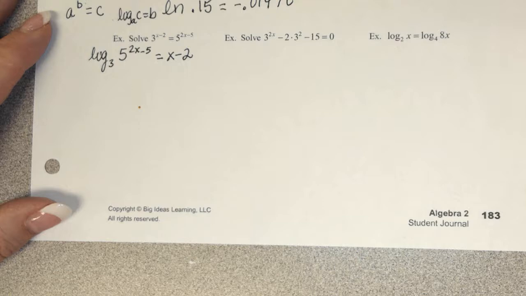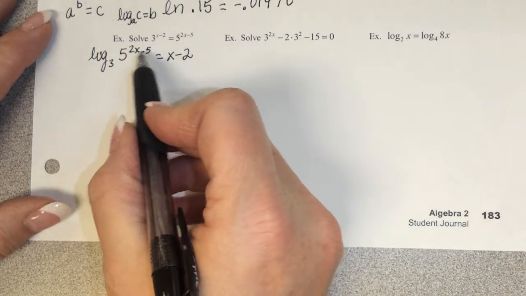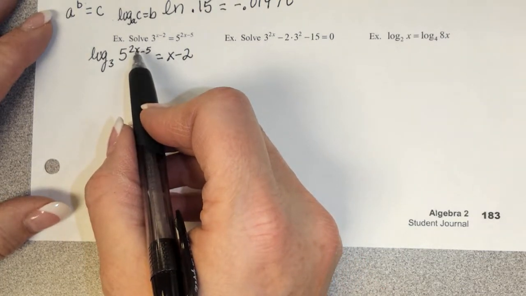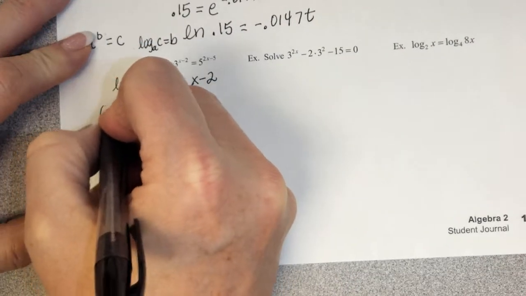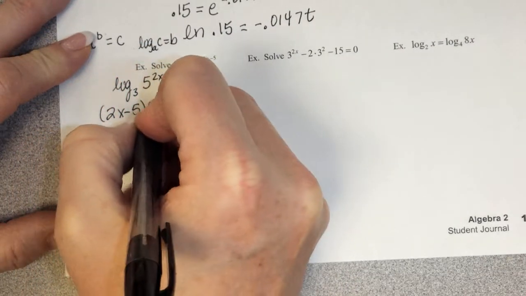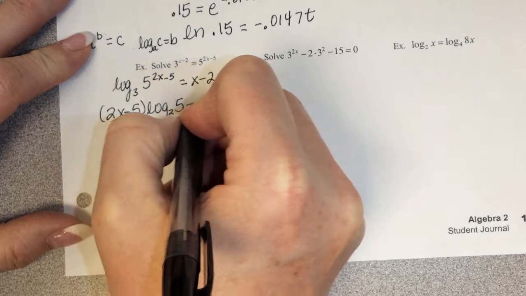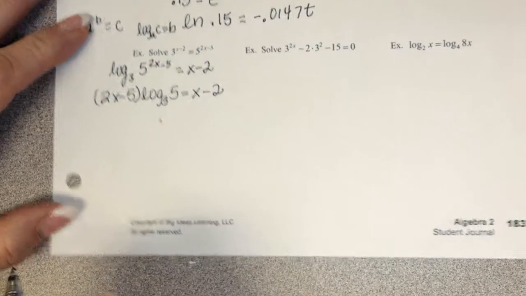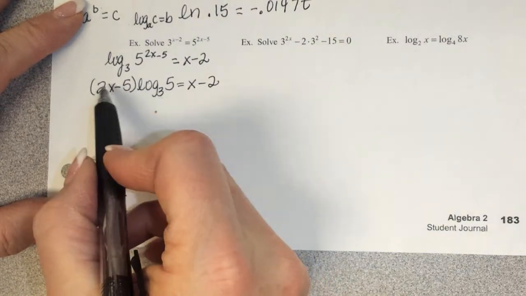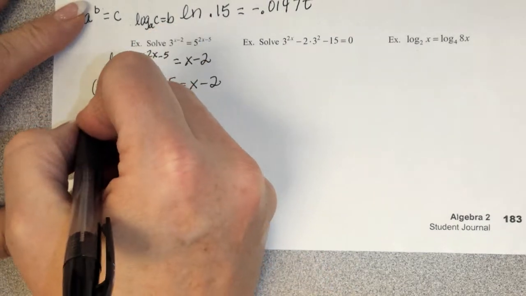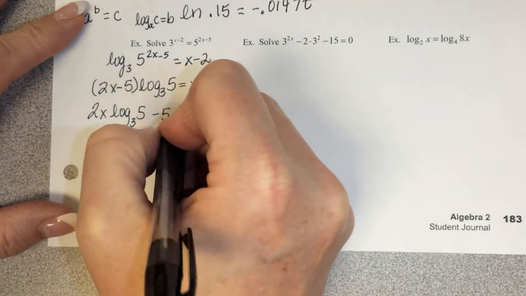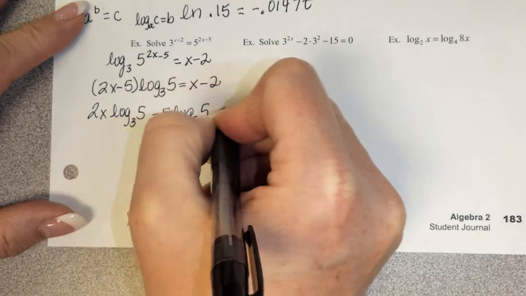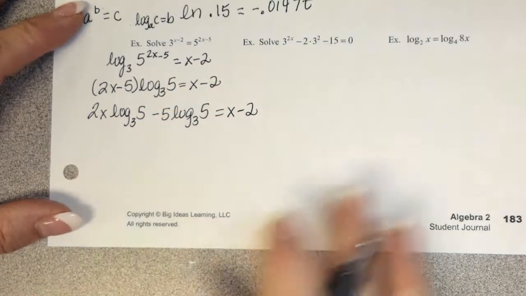Now, you might be thinking, how is that helping us? Well, what can I do with an exponent? What can it now become? So multiply, add it to the front. Yep, it can come down as a coefficient. So now I'm going to have 2x minus 5 log base 3 of 5 equals x minus 2. All right, well now this would have to get distributed. So I would have 2x log base 3 of 5 minus 5 log base 3 of 5 equals x minus 2.